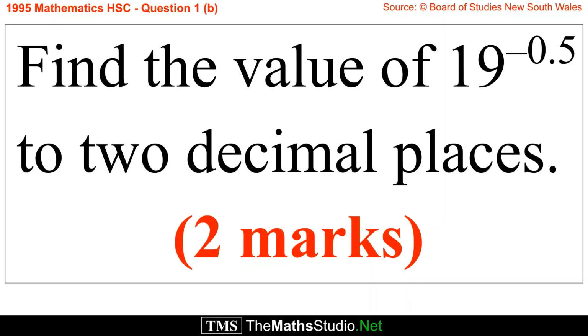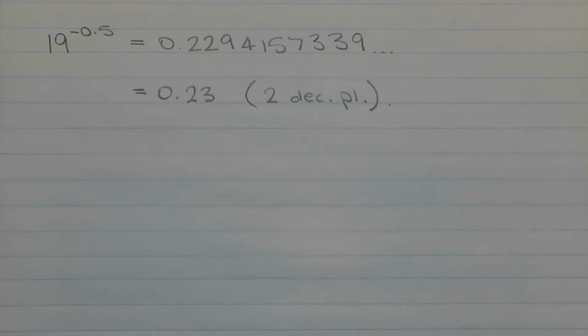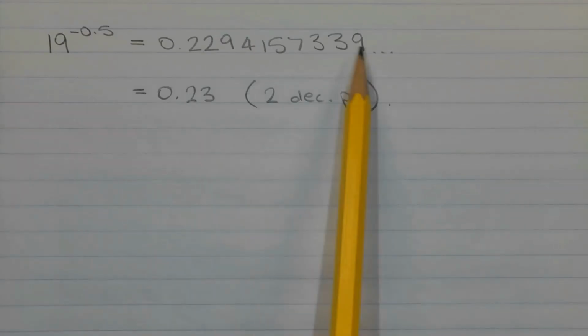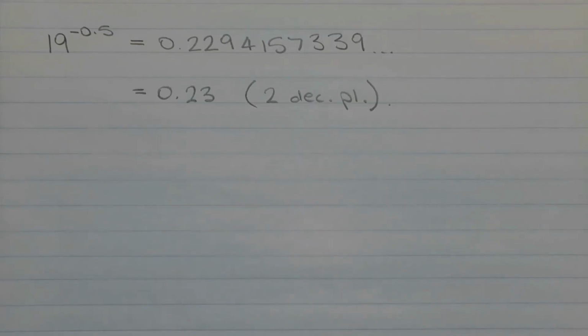Question 1, Part B. Find the value of 19 to the power of negative 0.5 to 2 decimal places. It's generally good practice with any decimal rounding question to write down the full decimal answer that appears on your calculator screen and then do the rounding as a separate step, rather than rounding directly off the calculator screen. Now in this particular question, there are 2 marks allocated. 1 mark for correct evaluation and then another mark for the correct rounding.